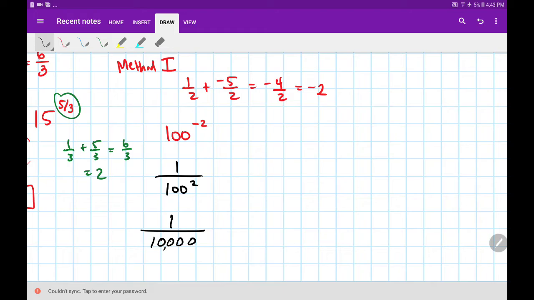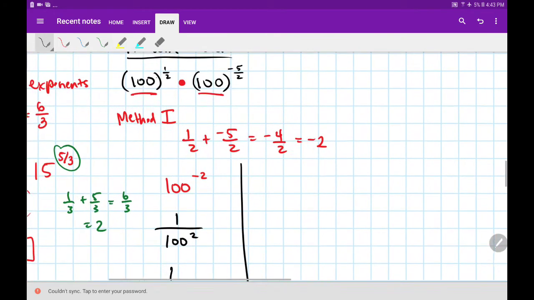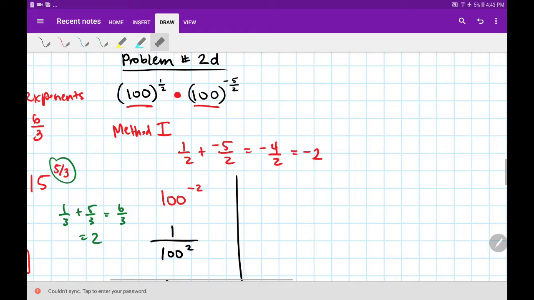Okay, that's method 1. So we're adding the exponents, and then we have to deal with our negative exponent in the end, and then we're good to go. Let's look at method 2 right now. Actually, I'm going to write it right over here. Method 2.